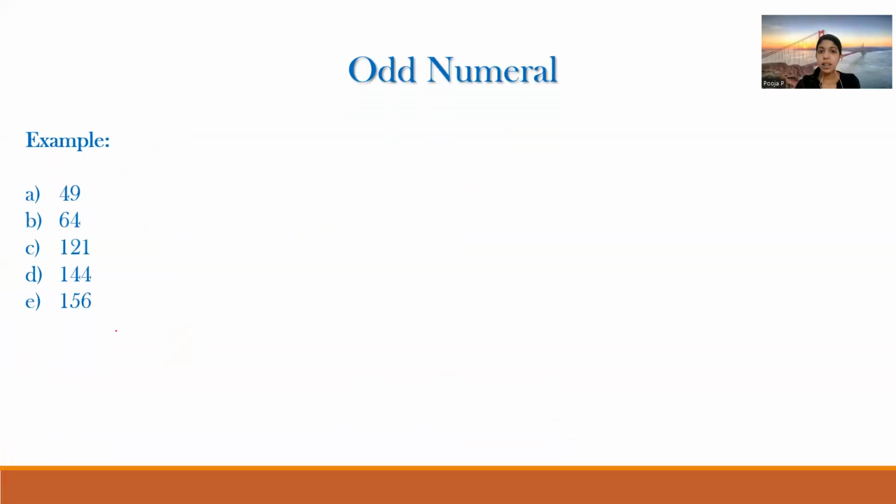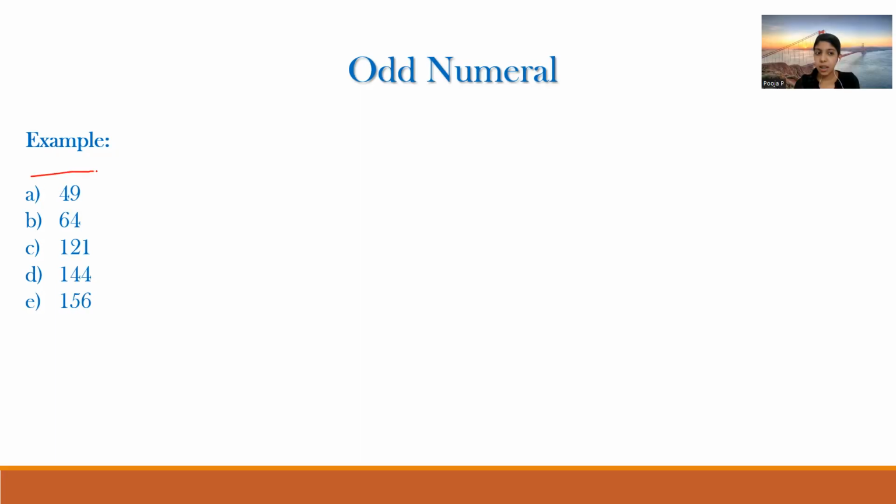Okay, so the next category is odd numeral or the odd number. Just like how you had odd word, you have an odd number. I think this is more easier for you to guess. 156? But why 156? You're supposed to answer why. Because it is not a square, while 49, 64, 144 are.